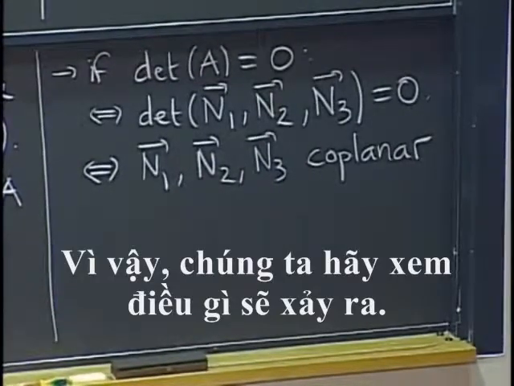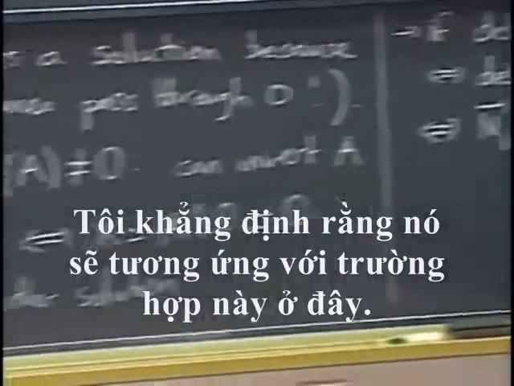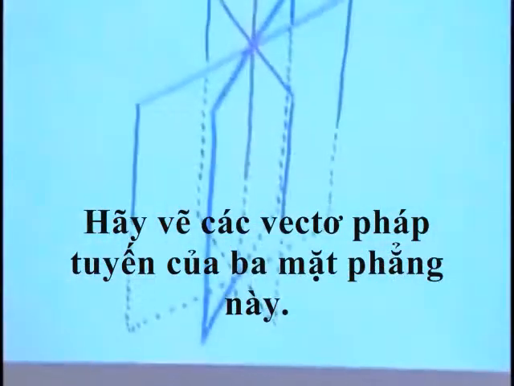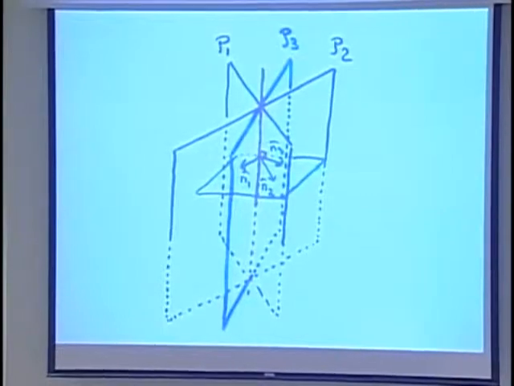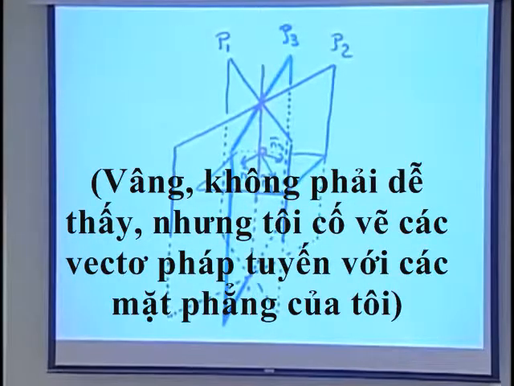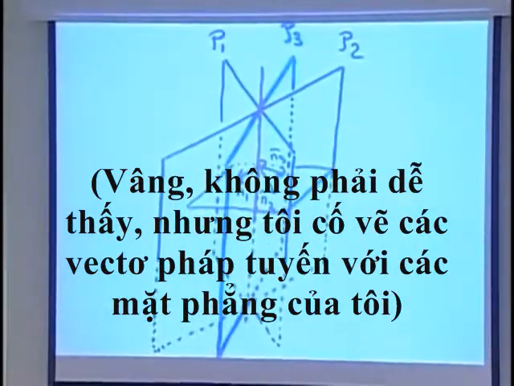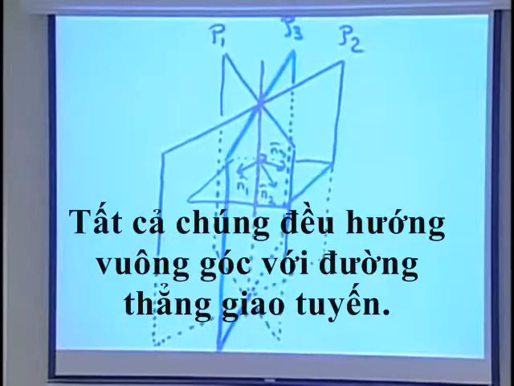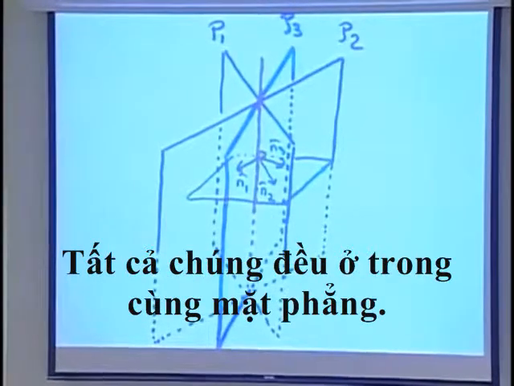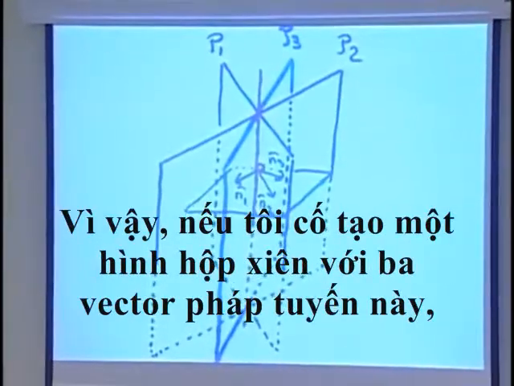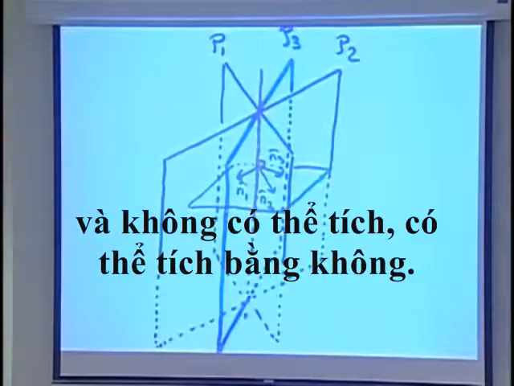So let's see what happens. I claim it will correspond to this situation here. Let's draw the normal vectors to these three planes. It's not very easy to see, but I've tried to draw the normal vectors to my planes. They're all in the direction that's perpendicular to the line of intersection. They're all in the same plane. So if I try to form a parallelepiped with these three normal vectors, I will get something that's completely flat and has no volume, has volume 0.